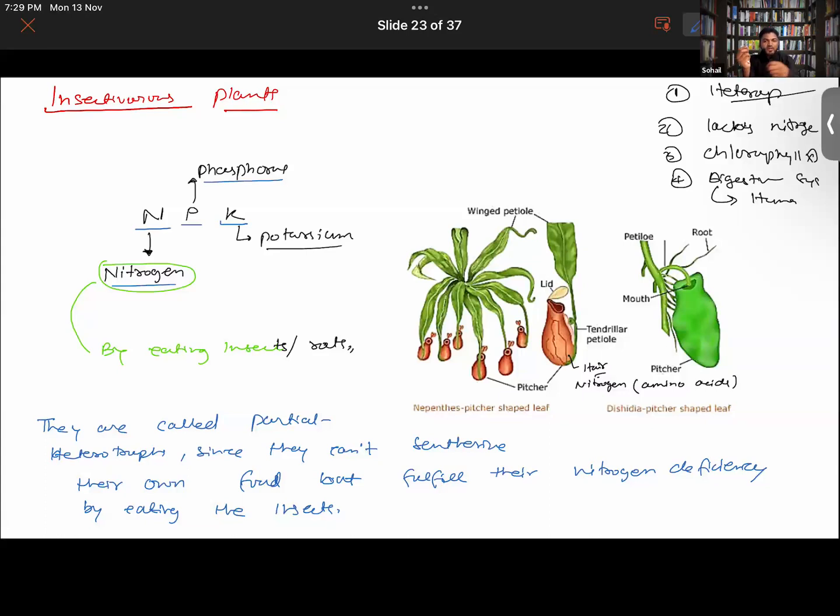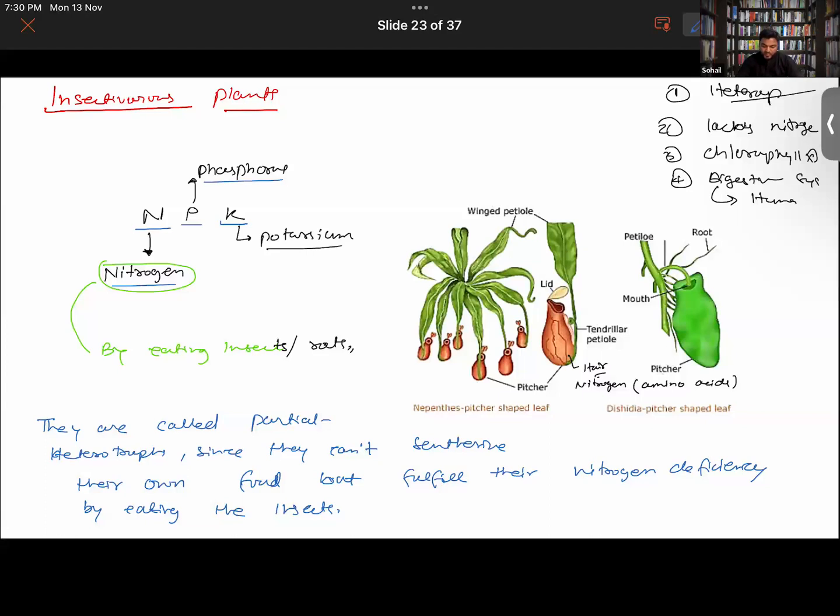Even the Venus fly trap we can use as an example. For that also you can quote the same. You can put it under the same definition. So pitcher plants grow in soil which is deficient in nitrogen. Further, pitcher plants can carry out photosynthesis to produce their own food, that is carbohydrates. But for the nitrogen source, they will be trapping and then digesting the insects.